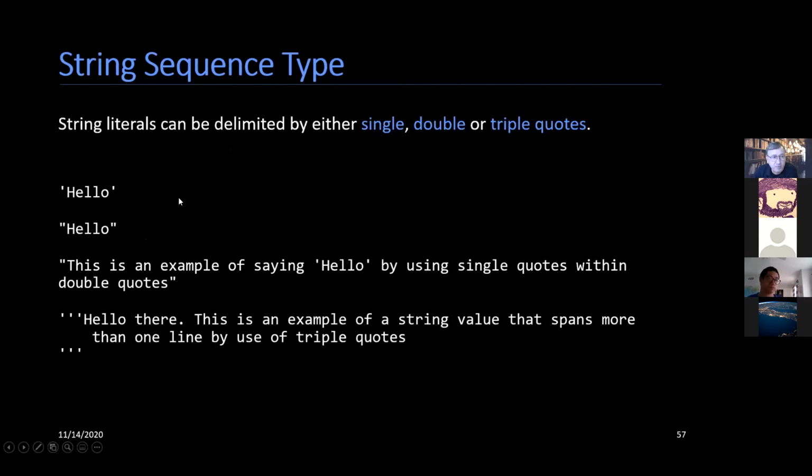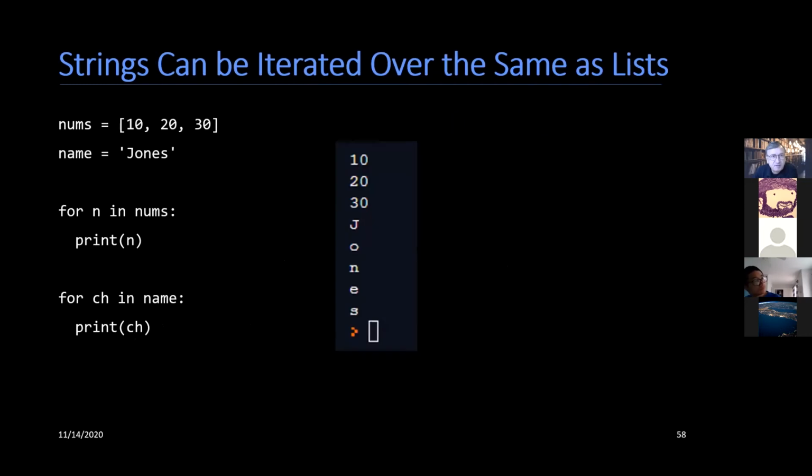We already talked about this with strings, but it's a sequence type. But we know about the ways to denote a string. What I was saying before, you can iterate over a string the same way you do over a list. So if I have this list and this string, I can iterate over the list of numbers this way, and I can iterate over the characters in the string that way. So it's the same way.